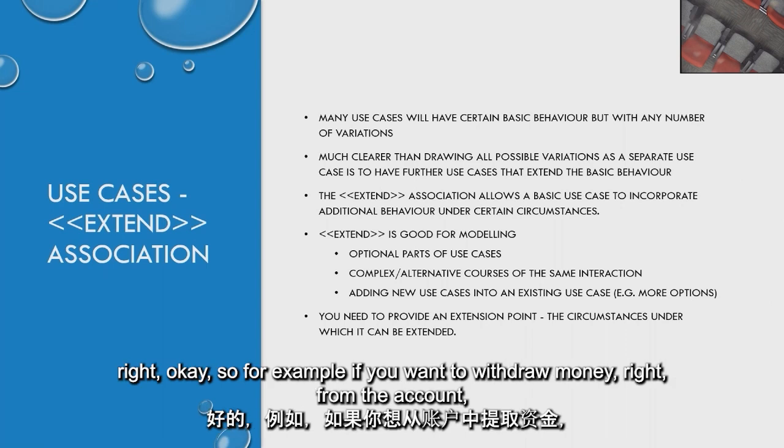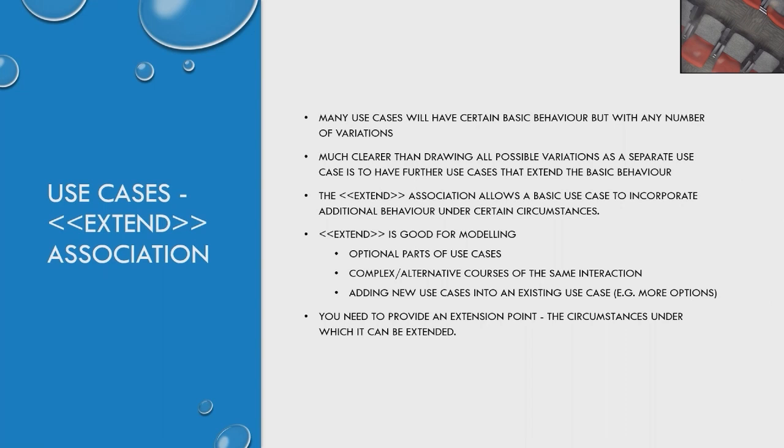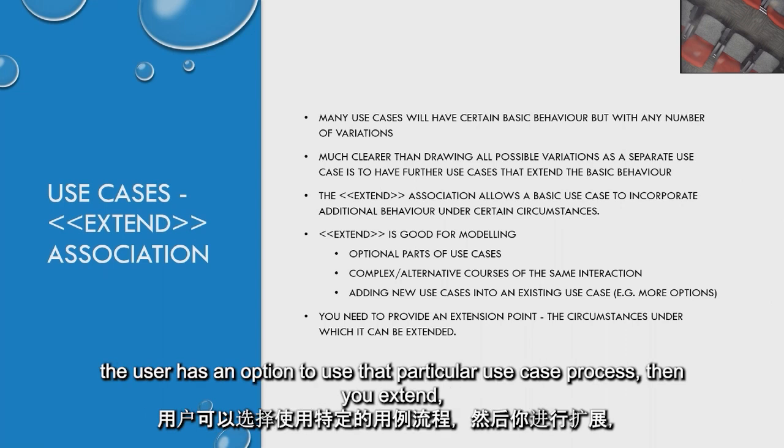Right? Okay? So, for example, if you want to withdraw money from the account, there's an option for you to specify the denomination of the currency. It's an option. All right? So wherever there is a situation where an option might be activated, the user has an option to use that particular use case process, then you extend.